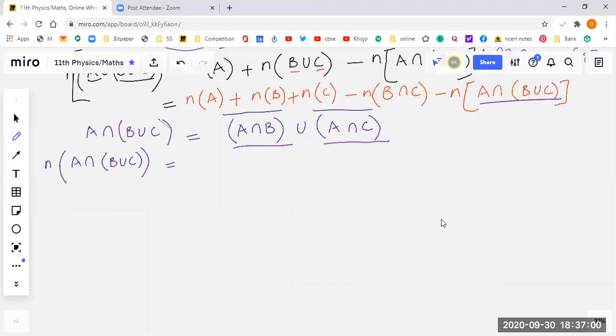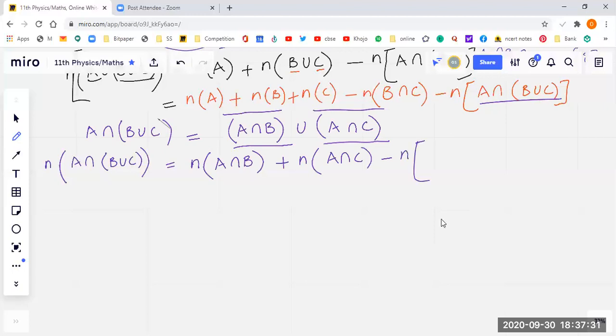Amitoj Singh, you are understanding? Yes, sir. This as a first set, this as a second set. So the number of elements in this would be equal to the number of elements in the first set. What is the first set? A intersection B. Perfectly right. Plus, what is the second set? Number of elements in A intersection C. Can you tell me what will come next? Minus the number of elements in the intersection of B.